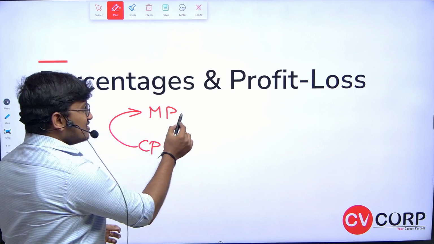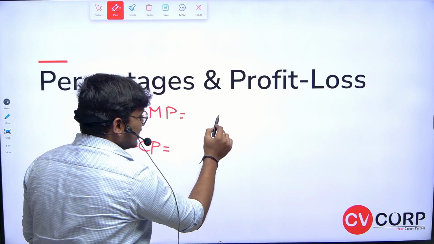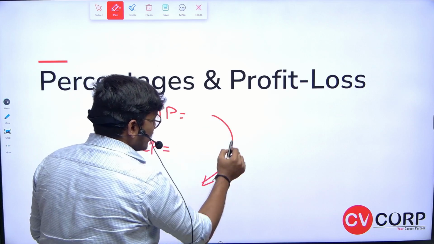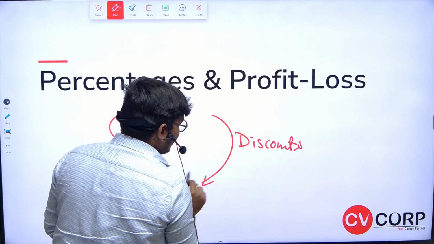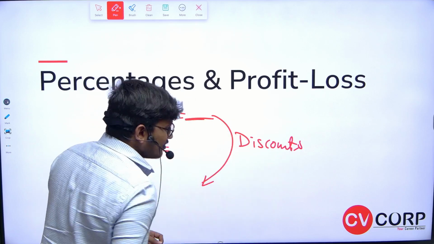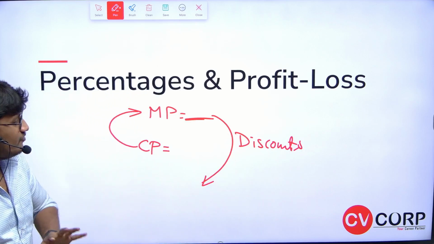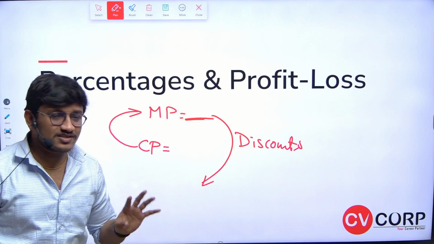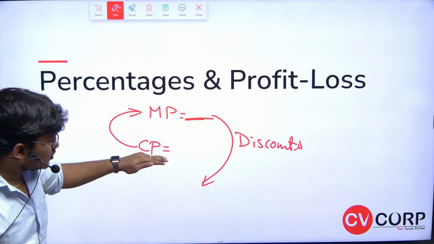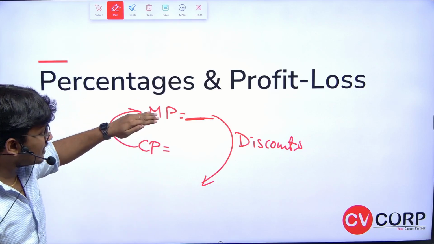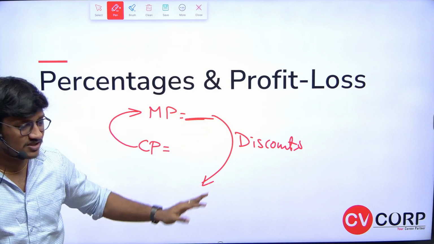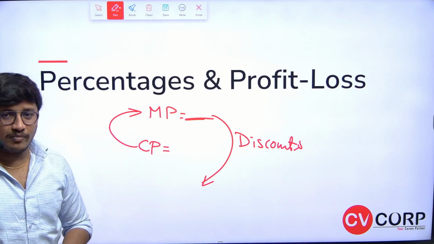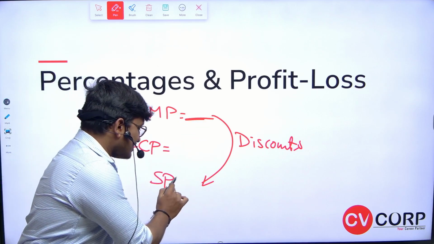Always, discounts will be given from market price only. Whatever the things we discussed in yesterday's class, I'm just giving you the brief: from cost price, if you increase the price, we call that price market price, and from market price you should give discount. After removing the discount from market price, you will get the selling price.